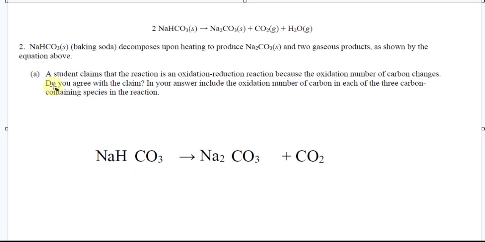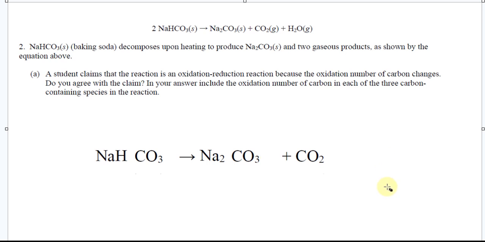Now, here's the question. A student claims that the reaction is an oxidation-reduction reaction because the oxidation number of carbon changes. Do you agree with the claim? And your answer should include the oxidation number of carbon in each of the 3 carbon-containing species in the reaction.